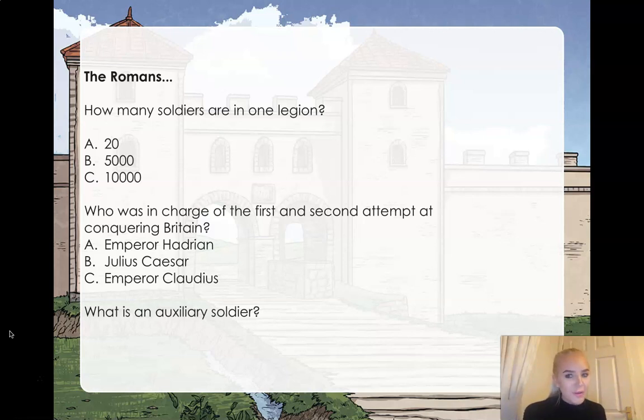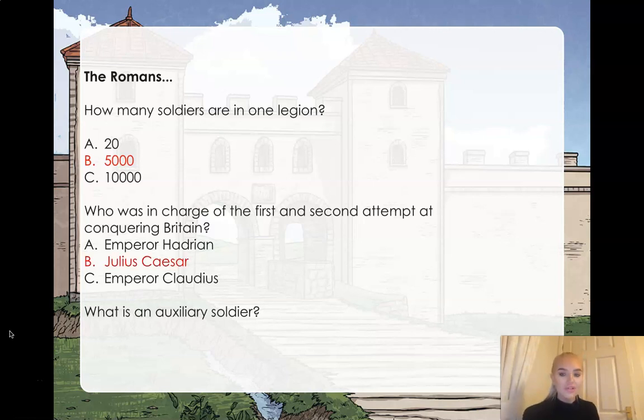Okay, so the Romans were such a long time ago. I wonder if you can remember how many soldiers are in one legion. Fantastic. 5,000 soldiers are in one legion. Who was in charge of the first and second attempt at conquering Britain? Was it A, Emperor Hadrian, B, Julius Caesar, or C, Emperor Claudius? That's right, it was B, Julius Caesar.